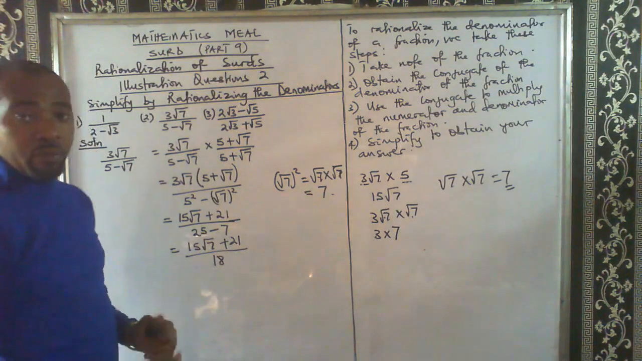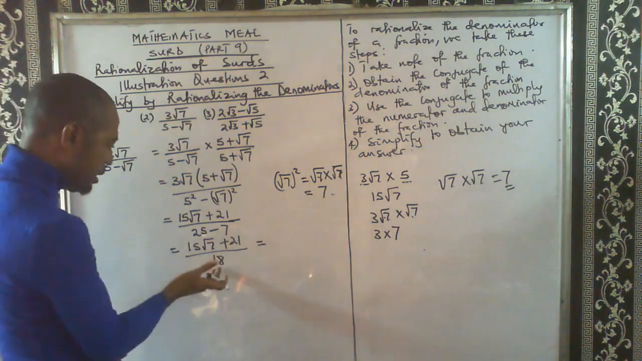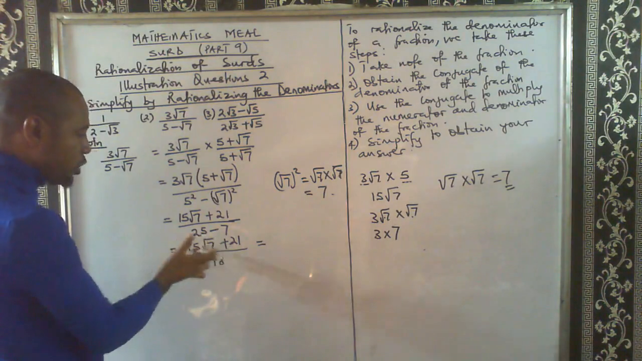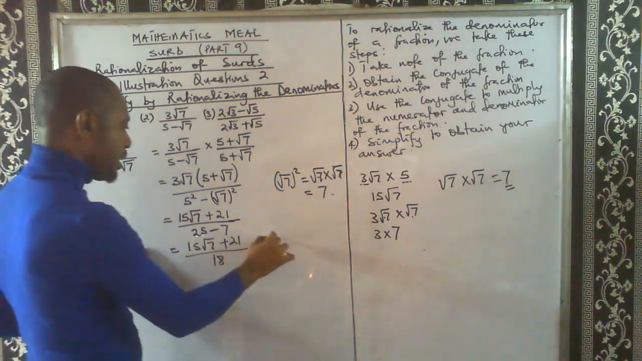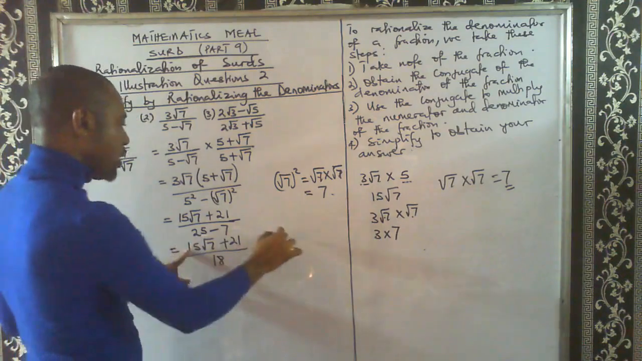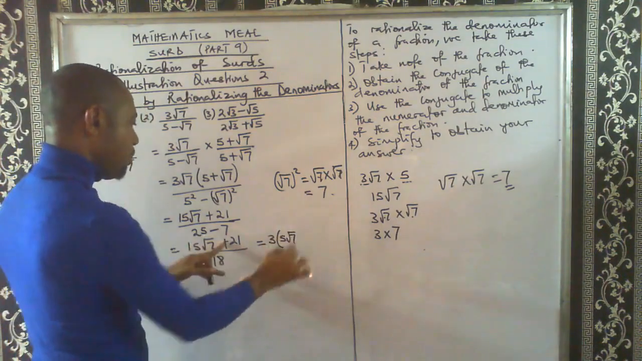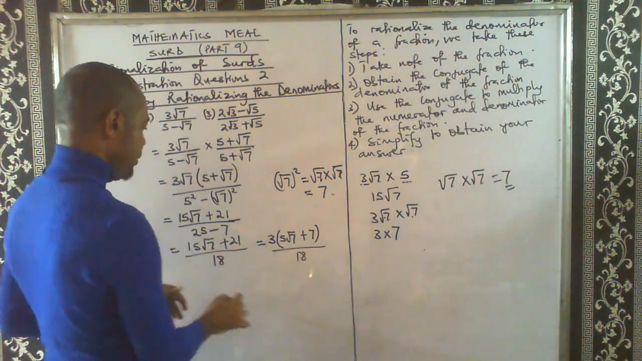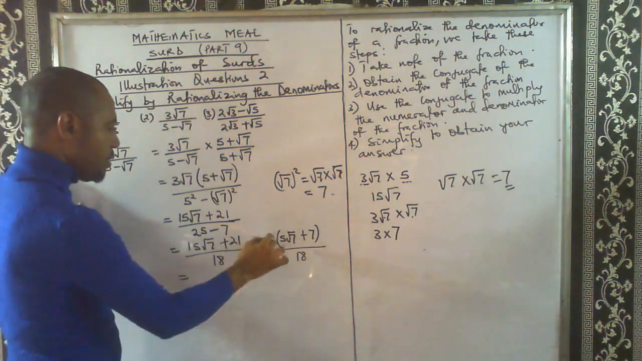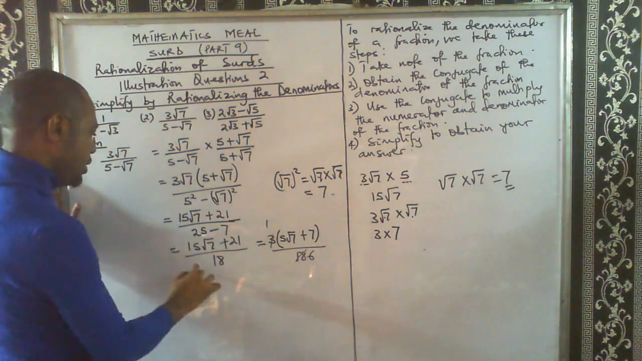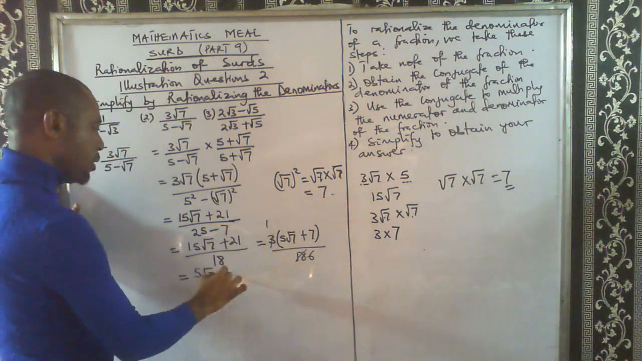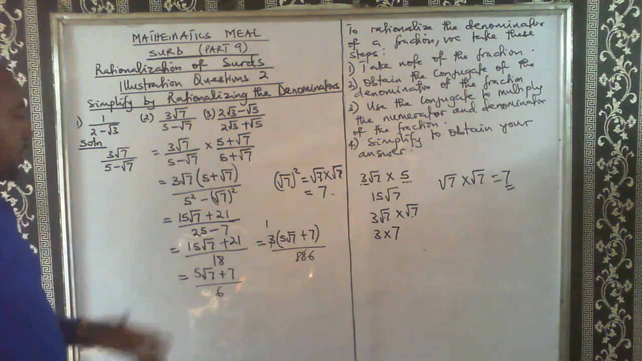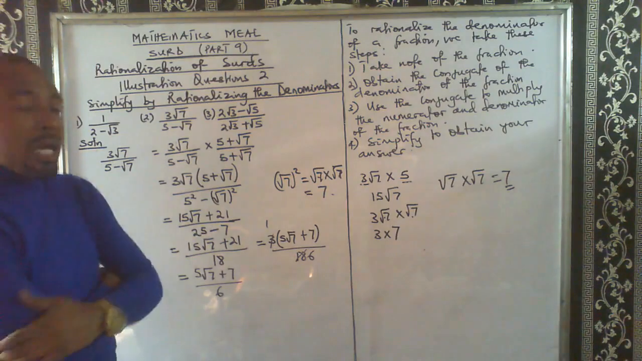Now I can break this down further. Just look at this. 3 can divide 18, 3 can divide 15 and can divide 21. So 3 is common. So if I factor, 3 divide 15 will give me 5. So I have 5 root 7 plus, when 3 divide 21, I have 7, divided by what? 18. If 3 can divide itself is 1, divide this is 6. So I have 5 root 7 plus 7 all upon 6. That's my answer. I can still go further.